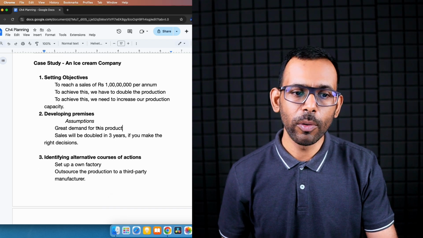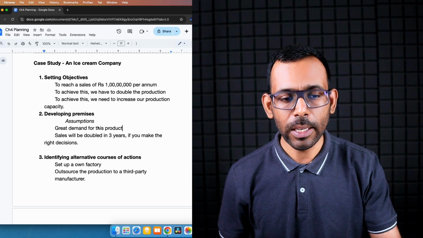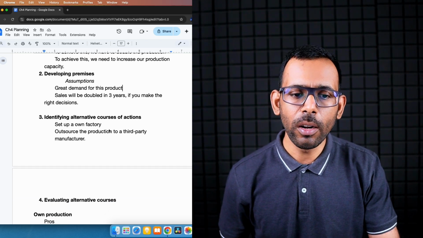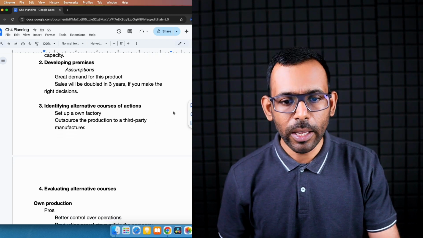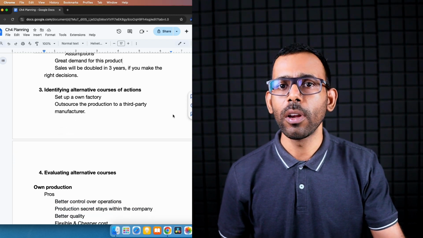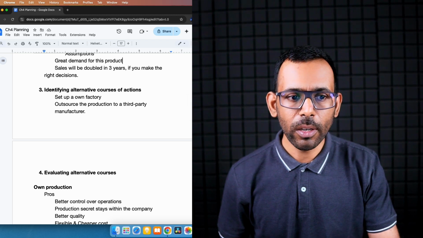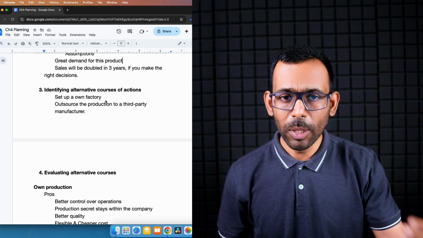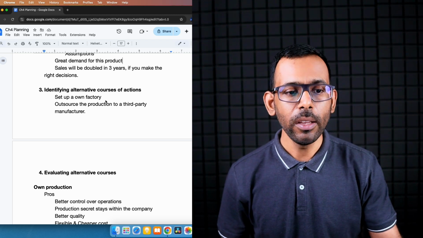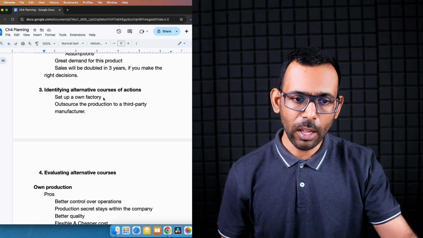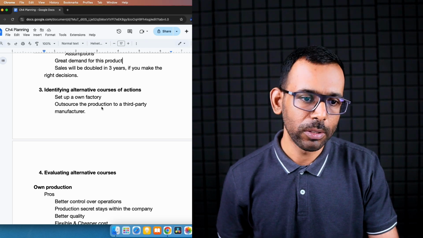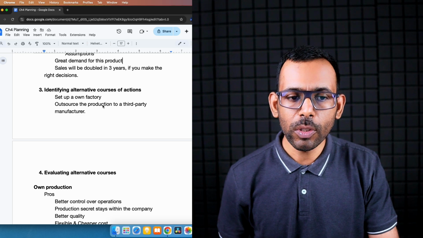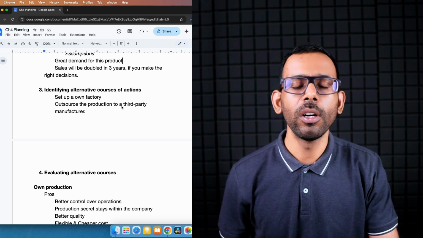Once you set the objective and once you make enough assumptions and enough premises, then you go to the third step, which is identifying alternative courses of action. Now, in this case, let us ask ourselves, what is our ultimate objective? Our ultimate objective is to set up a factory, or let's say double the production. For that, we need to set up a factory. Okay, how do we set up a factory? There are two alternatives when we have to double the production. You can set up your own factory, or you can outsource the production function to a third-party manufacturer.